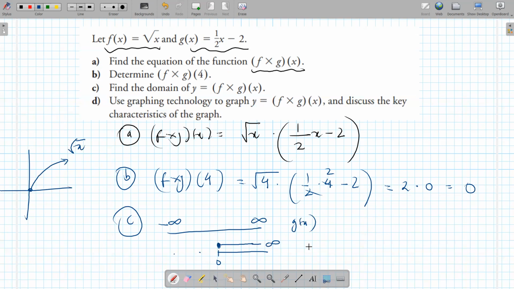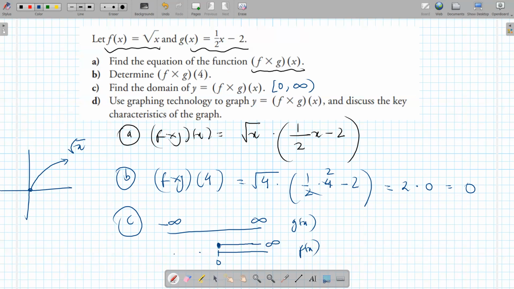So where do these two graphs intersect? The domains. By that I mean the domains. 0 to infinity. Right, so the combined domain, again, one of them is infinite, so as you go to the lowest common domain, it's going to be 0 inclusive to positive infinity. That will be the combined domain of f times g, okay? And then part D says use graphing technology and discuss the key characteristics.